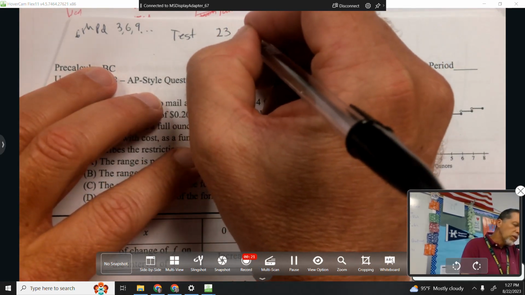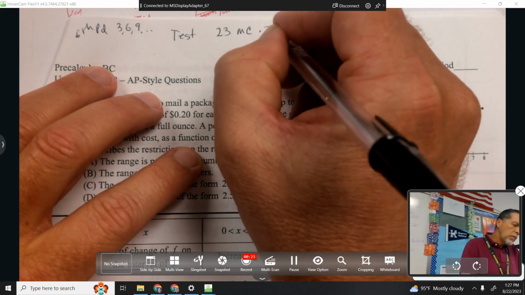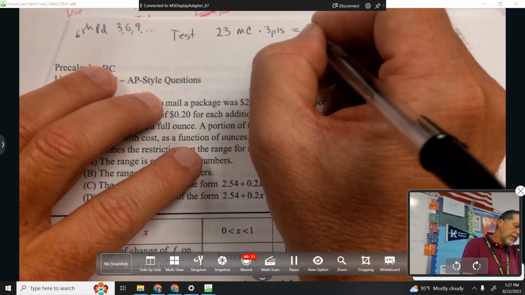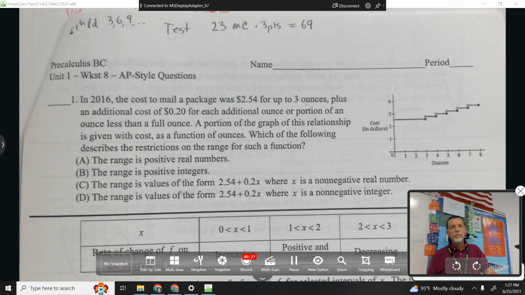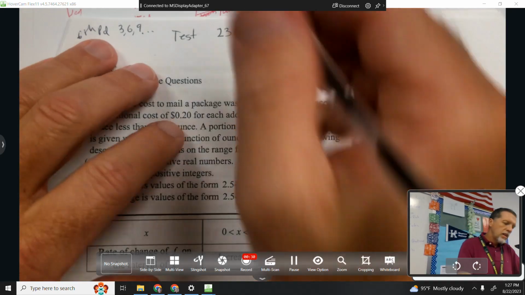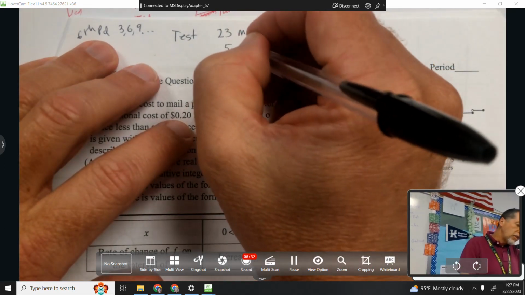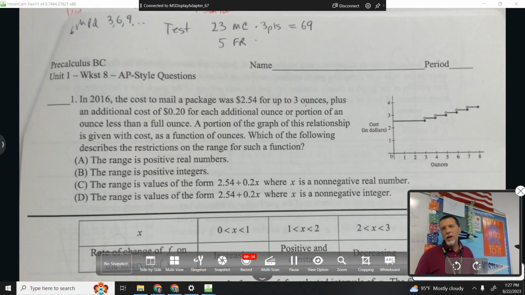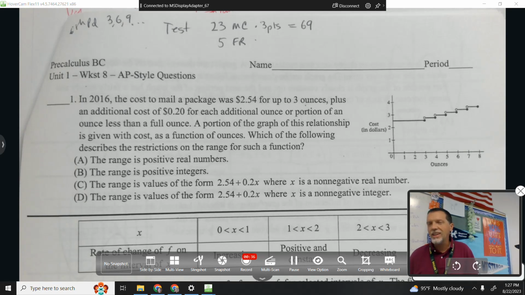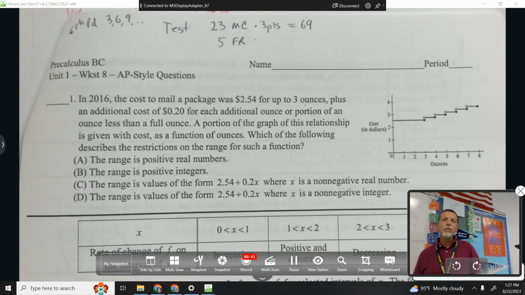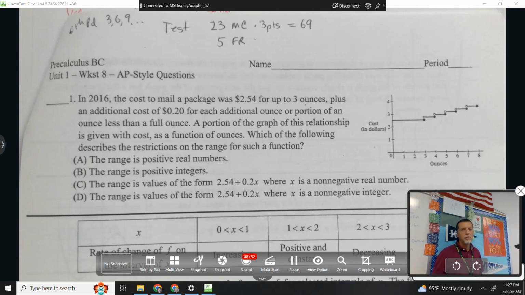23 multiple choice questions at 3 points each makes 69, if my math is correct. 5 free response questions, and again, they're not free response like a free response essay in AP Push or English or something like that. It's free response, meaning it's not multiple choice. But I showed you examples earlier, reading function values given a graph. It's supposed to be easy, but there are still people who mess that up.